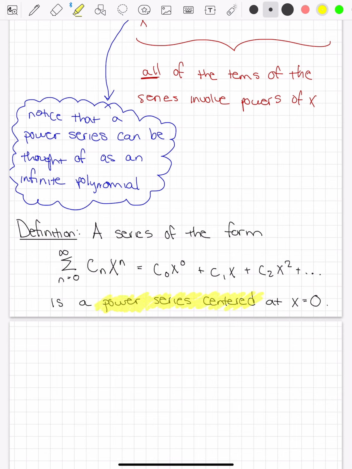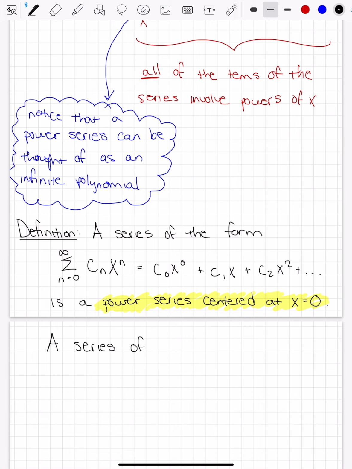This term centered will make more sense later on as we continue to discuss this section. Basically, we're going to see that power series converge for certain values of x and may not converge for others. And the center is the center of the interval where it does converge.